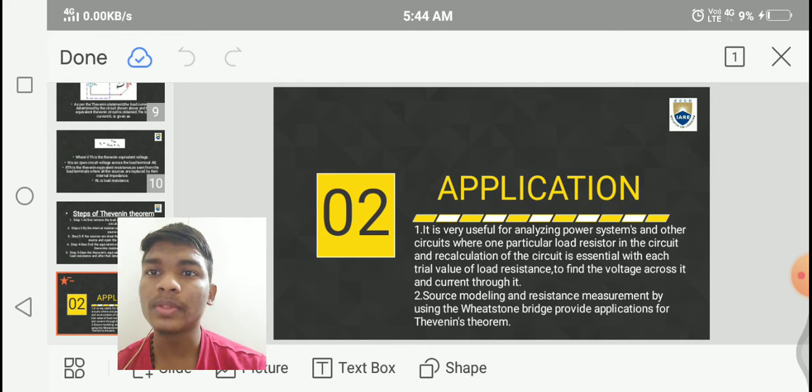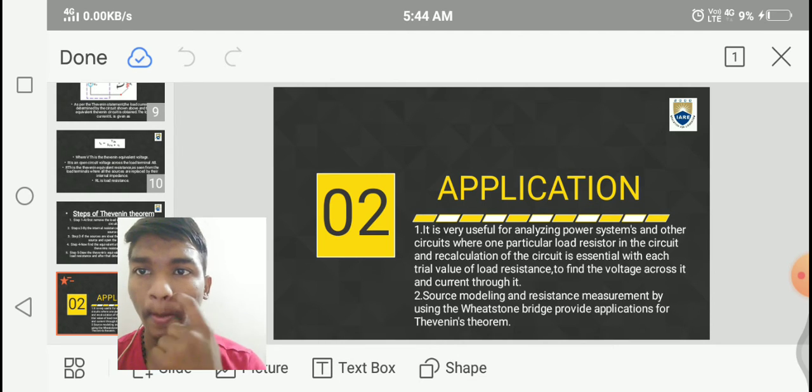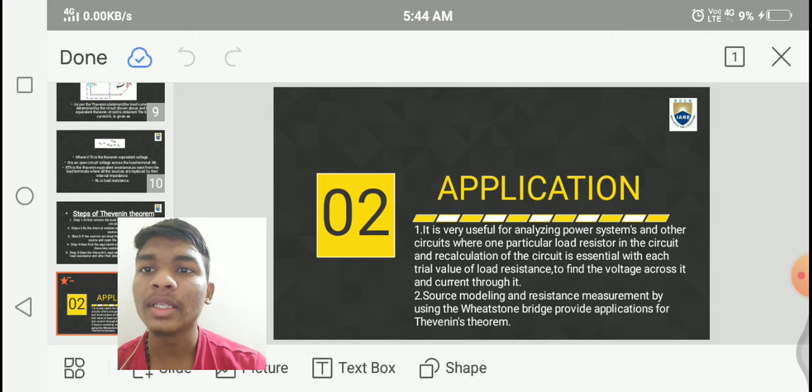And the second one is application. It is very useful for analyzing power systems and other circuits where there is one particular load resistor in the circuit and recalculation of the circuit is essential with each trial value of load resistance to find the voltage across it and current through it. Source modeling and resistance measurement by using the Wheatstone bridge provide applications for Thevenin's theorem.